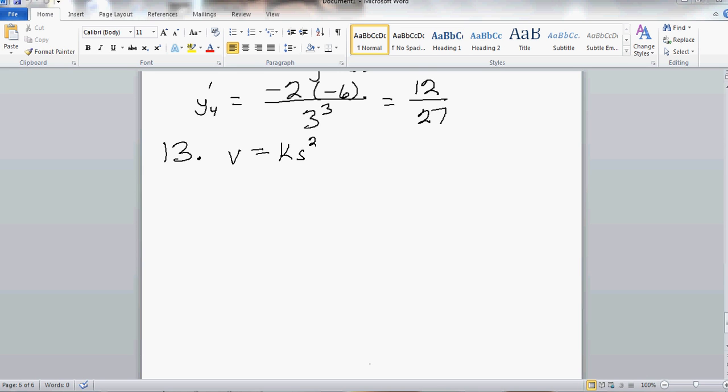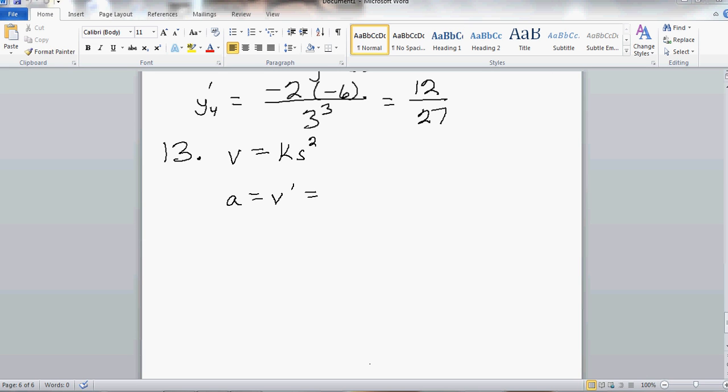Now, at the instant that the body has fallen s meters from its starting point, find the body's acceleration as a function of s. Well, acceleration is simply the derivative of velocity. So this is pretty simple. K is just like a number. And so this could be a 2s squared or a 18s squared or whatever. That's all that matters.